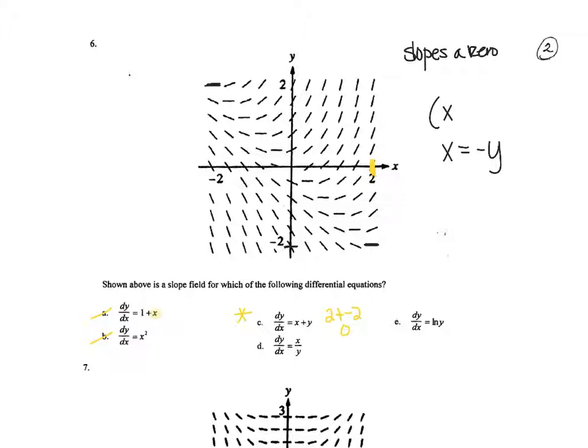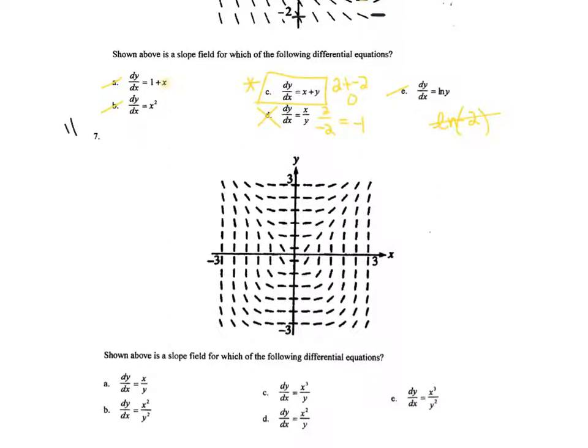If I plug in 2 for x and negative 2 for y, do I get 0 here? Nope, so D is out. And if I plug negative 2 in for natural log of y, that's out because we can't take the natural log of a negative, so it's got to be letter C. So you're looking to see where are those flat slopes, and then you're analyzing from there.